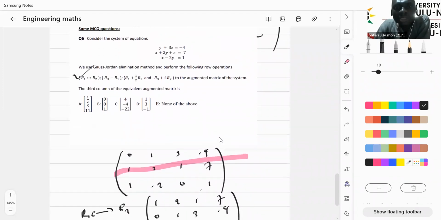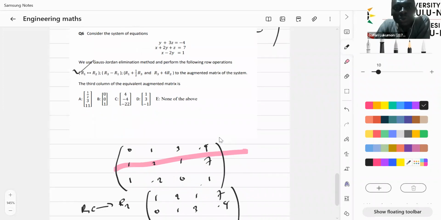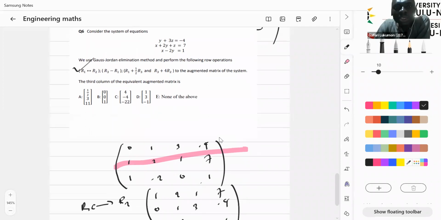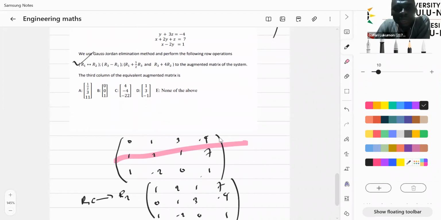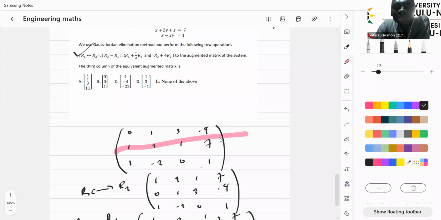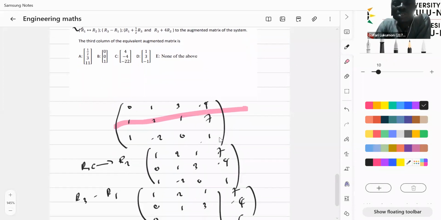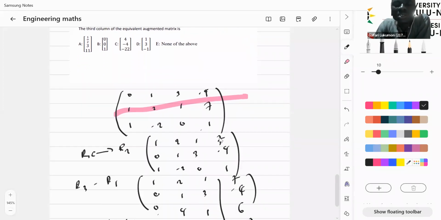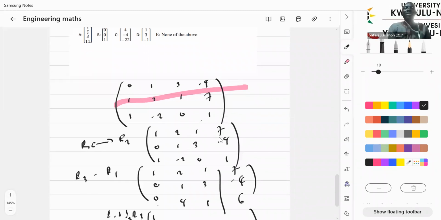0, 1, 3, minus 4, 1, 2, 1, 7, 1, minus 2, 0, 1. Then if we interchange that, we have 1, 2, 1, 7, 0, 1, 3, minus 4. Okay, R3 minus R1, that is 0. We implemented it here. R3 minus R1, that is 0. 2 minus minus 2, this is 1. Yeah, I think we are correct.